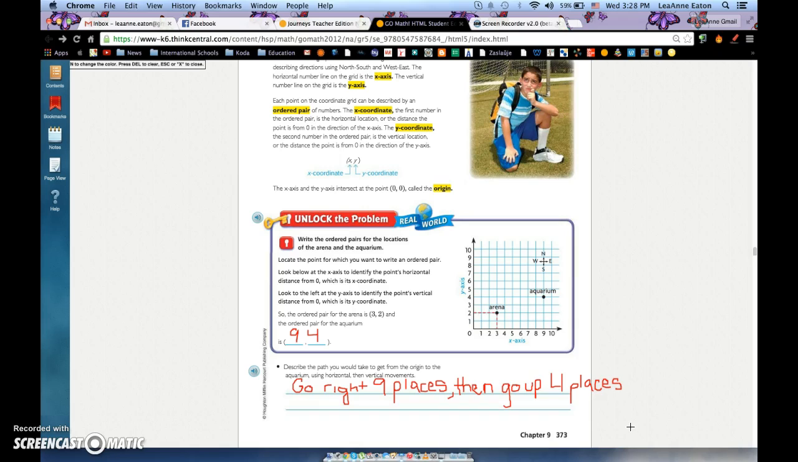Let's see. Pecco, can you explain what the x-coordinate is? The x-coordinate is the first number, yes. And then let's see, Stepan, what is the y-coordinate? The y-coordinate is our second number, yes.